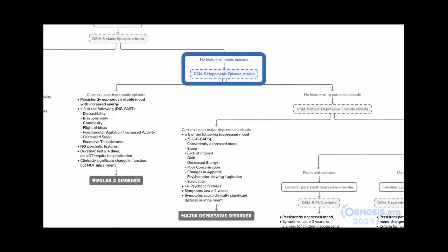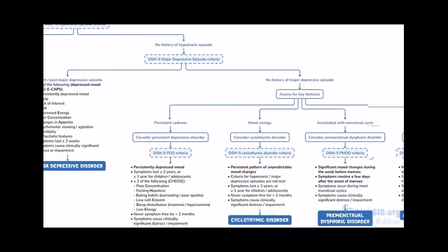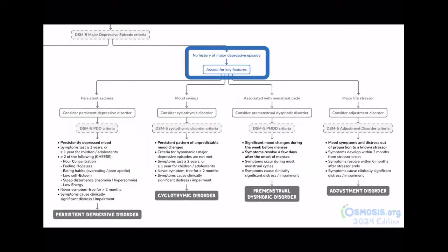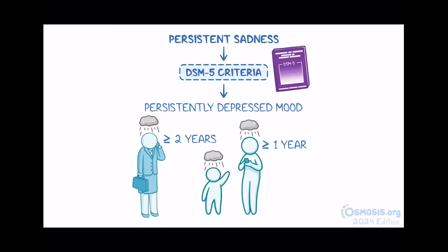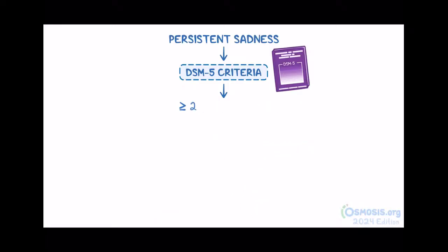Now, let's go back and look at individuals with no current or past major depressive episodes. In this case, your next step is to assess for key features of the patient's mood disorder. If a patient reports persistent sadness, consider persistent depressive disorder, or PDD. Next, use the DSM-5 criteria to assess for PDD, which is characterized by a persistently depressed mood lasting at least 2 years in adults and at least 1 year in children and adolescents. During this period, the patient must experience 2 or more of the following 6 symptoms.